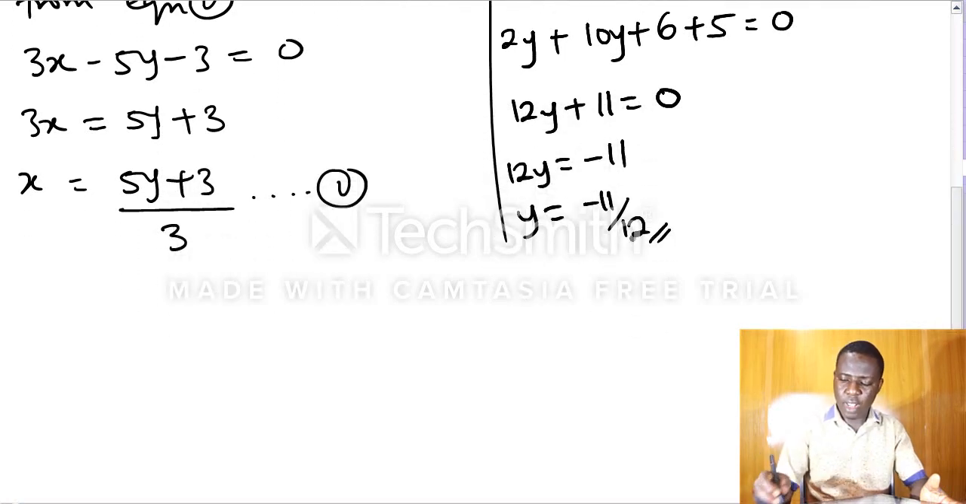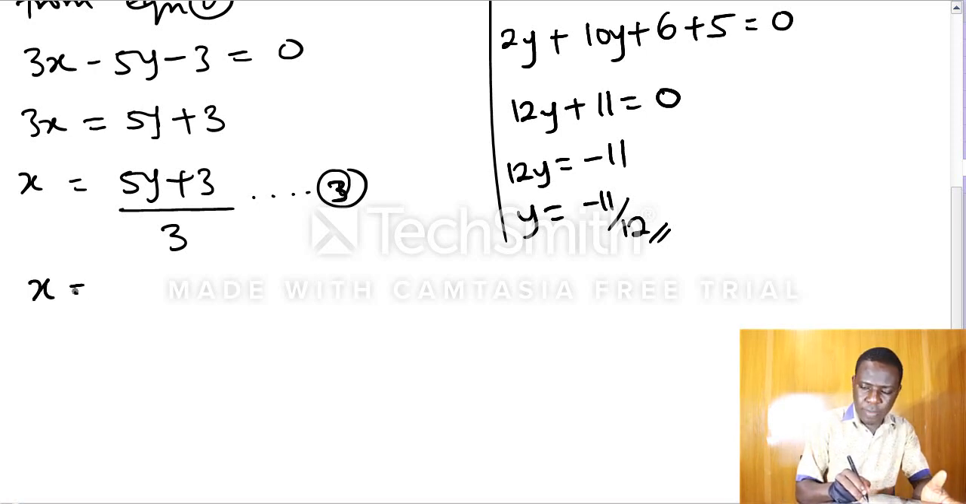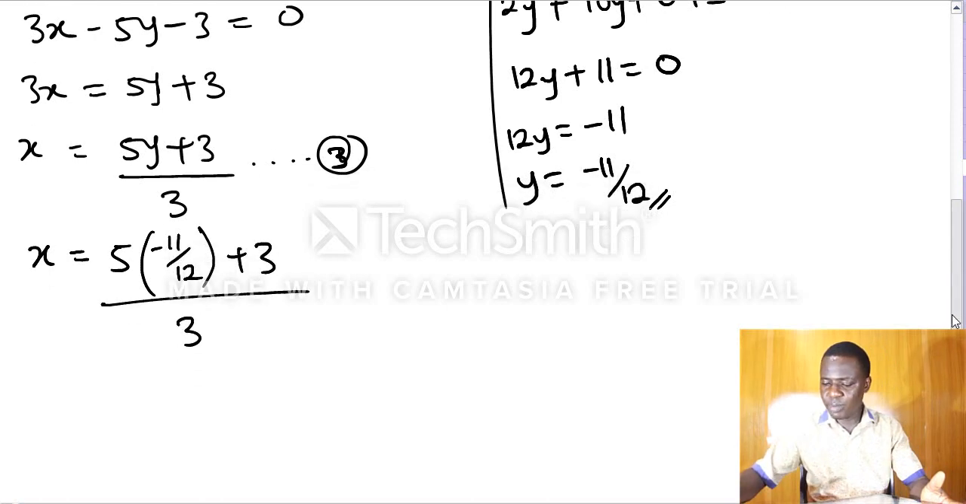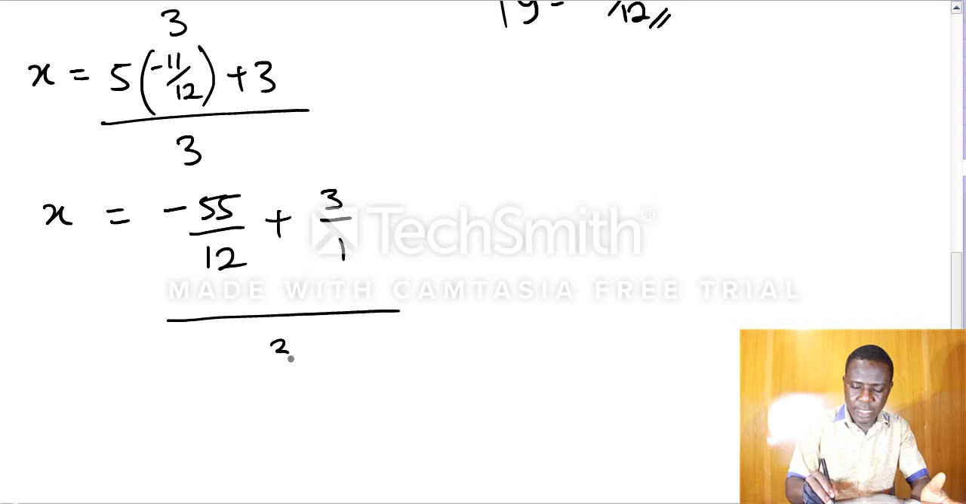If this is our value for y, we'll now substitute it into equation 3 to get our value for x, so that x now becomes 5 into bracket minus 11 divided by 12, plus 3, divided by 3. And when you simplify, this becomes x is equal to minus 55 divided by 12 plus 3 over 1, divided by 3.